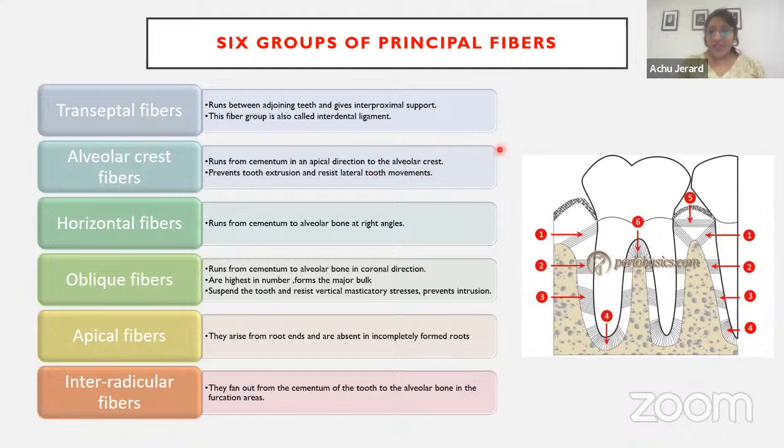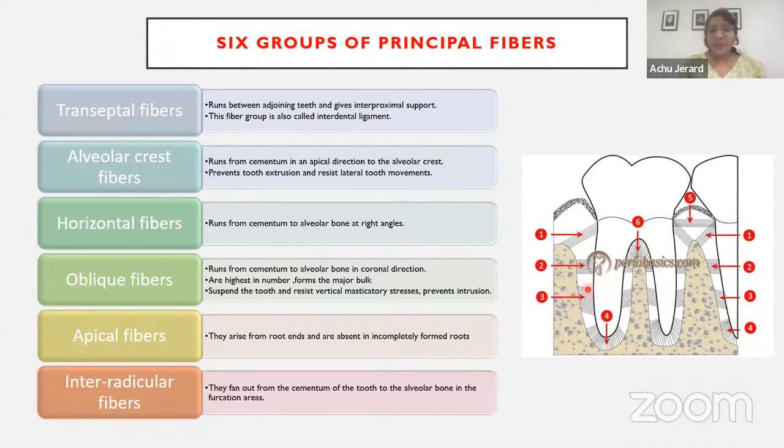Alveolar crest fibers run from the cementum to the alveolar crest, so they run in an apical direction. When they run apically, they prevent the opposite extrusion forces. They prevent tooth extrusion as well as lateral tooth movements to some extent. So the course is apical, but they prevent the extrusion force. Horizontal fibers, number 2, run horizontally between the alveolar crest and the cementum, and they prevent the lateral forces.